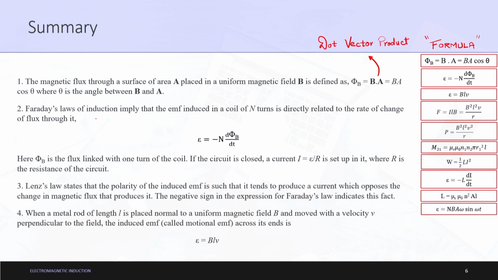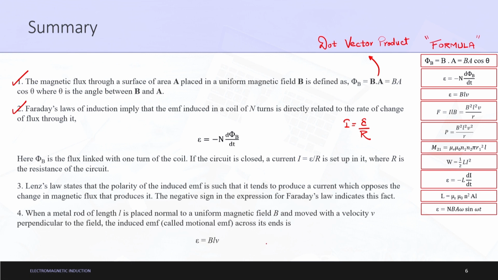Second is Faraday's law of induction, which implies that the EMF induced in a coil of N turns is directly related to the rate of change. Please make sure it is the rate of change of flux. Hence epsilon, that is voltage, that is EMF produced, is equal to minus N d phi b by dt. Here phi b is the flux linked with one turn of the coil. If the circuit is closed, a current I is equal to epsilon by r. This is a typical current electricity formula. I is equal to epsilon by r is set up in it, where r is the resistance of the circuit.